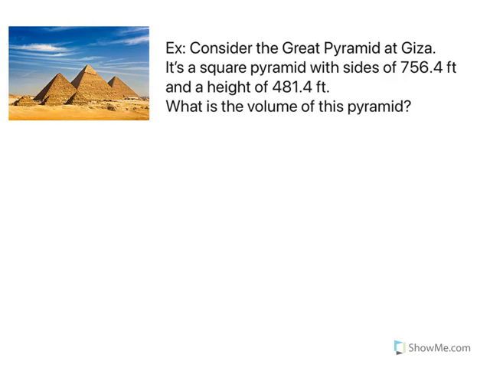Those are basic pyramids. But let's talk about a real pyramid, right? The Great Pyramid at Giza. It's a square pyramid with sides of 756.4 feet. It is a square pyramid, so each side is that, and the height is 481.4 feet. What is the volume of this pyramid?